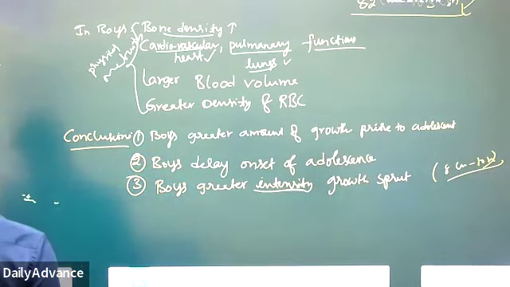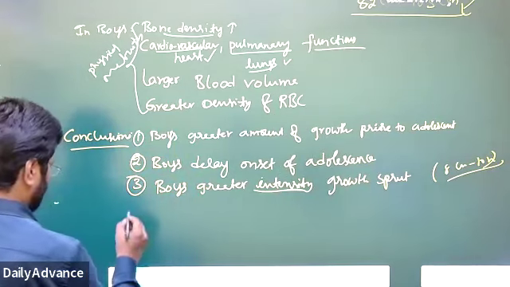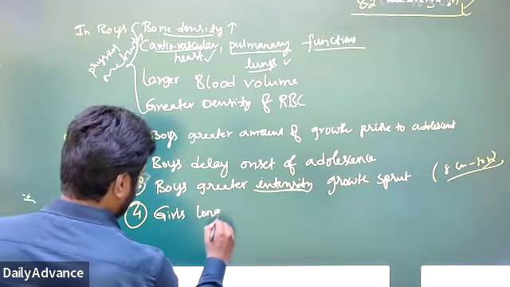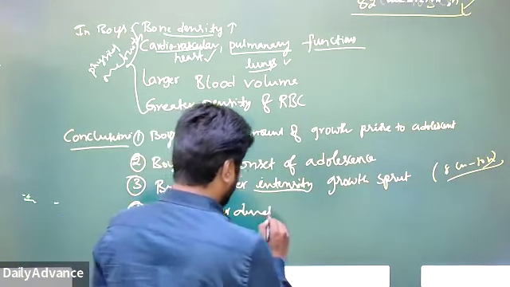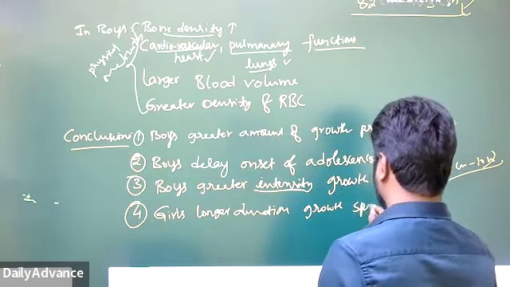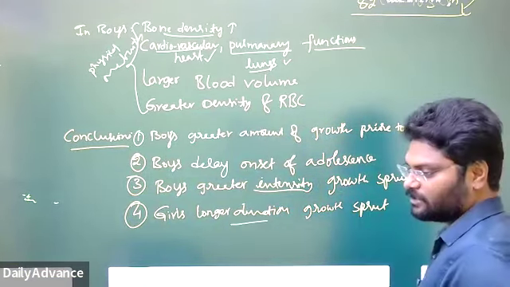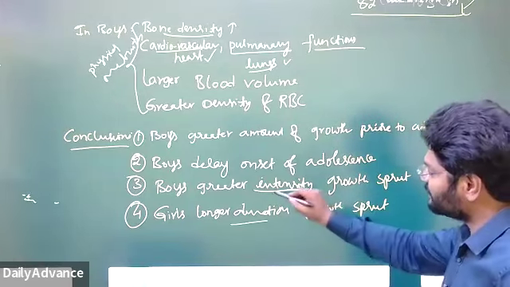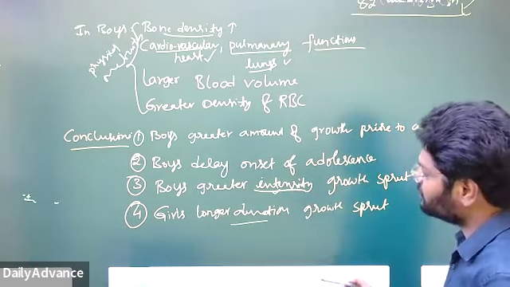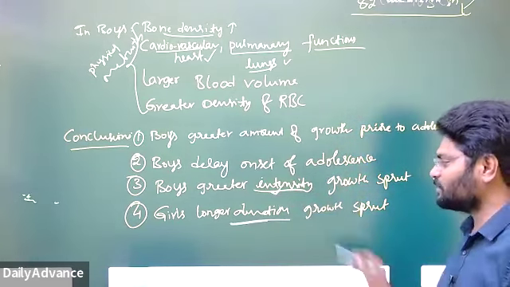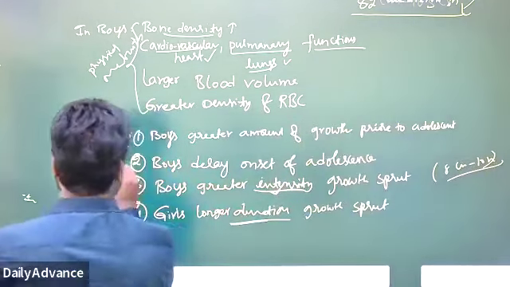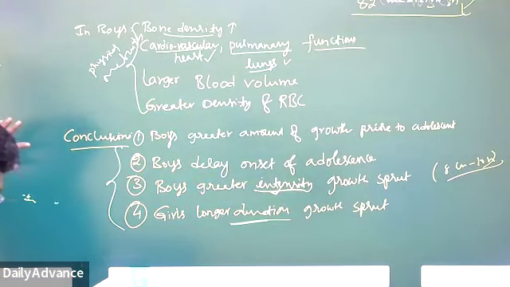And the fourth one, girls have a longer duration of growth spurt. Girls experience a longer duration of growth spurt. Duration wise, girls are more; peak intensity wise, gaining more height within the short term is called intensity, and that is the boys. So at the end of adolescence, boys are taller than the girls. These are some conclusions about adolescent growth spurt.